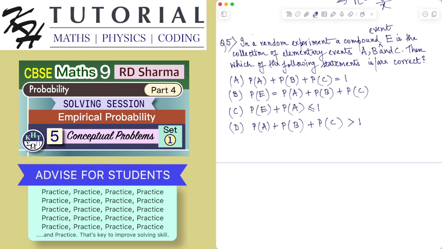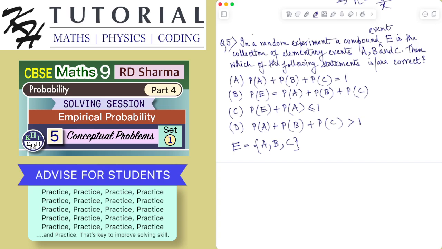Choice B. Okay. Now it is given that the compound event E is the collection of the elementary events A, B and C. But this does not mean that A, B and C are the only elementary events of the random experiment. There could be many more elementary events, there could be D, E, F. It is only saying that the compound event E is the collection of elementary events A, B and C. That is, if any of the events A, B and C occurs, then it will satisfy the condition of event E occurring.